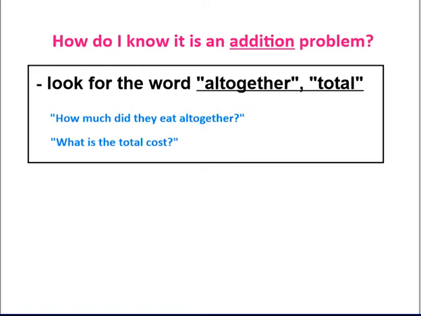First off, how do I know if it's an addition word problem? There are many different ways to know, but I'm going to try to give you the most popular ways. You're going to look for the word altogether or the word total. You may see variations of this. For example, you might see the word in all instead of altogether. And again, there's a couple of other big keywords, but I'm trying to give you the most popular ones. Some examples that you might see: How much did they eat altogether? What is the total cost? These are things that are going to signal to you that this may be an addition problem.